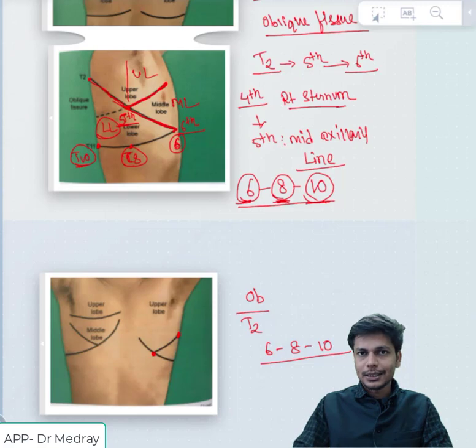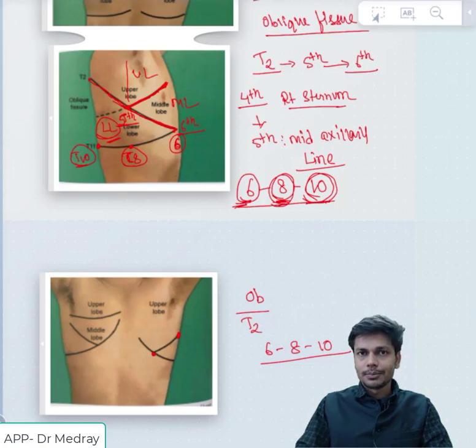And the horizontal fissure starts anteriorly from the 4th rib, right side of the sternum, to reach the mid-axillary line at the 5th rib. It completes the horizontal fissure, and the upper lobe is above the horizontal fissure and oblique fissure. The middle lobe is in between the horizontal fissure and oblique fissure, and below the oblique fissure is the lower lobe of the lung. So this is the surface anatomy of the lung, and the lower border of the lung anteriorly in the mid-clavicular line is the 6th rib, in the mid-axillary line it is the 8th rib, and posteriorly it is the 10th rib.